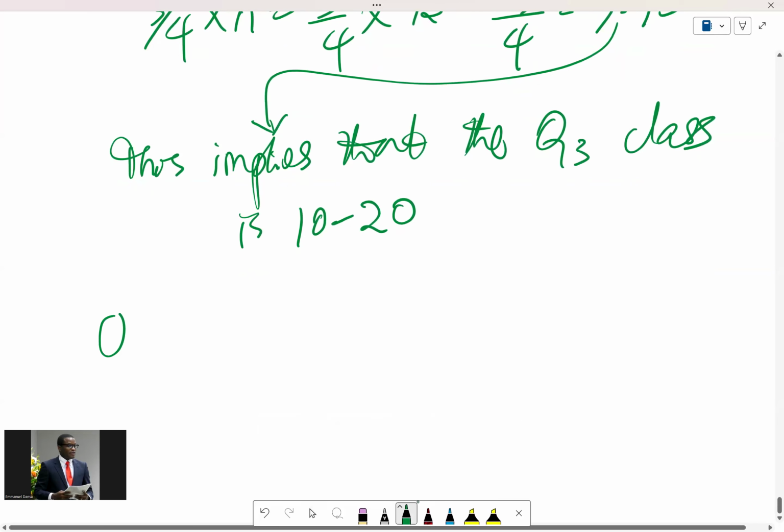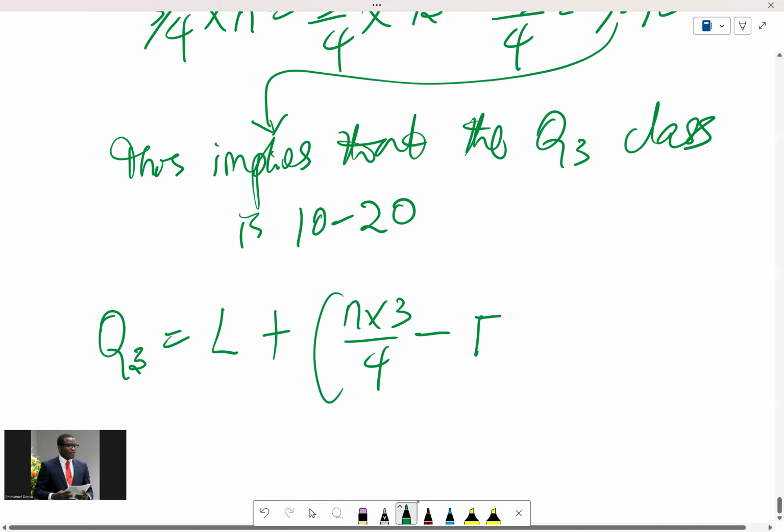And so once you have that class, you can now calculate Q3 to be the lower boundary of that class, which is 10, plus n times 3 over 4 being the third quartile class, minus F, the big F, the cumulative frequency before that class, times the class width divided by the frequency of that class itself.